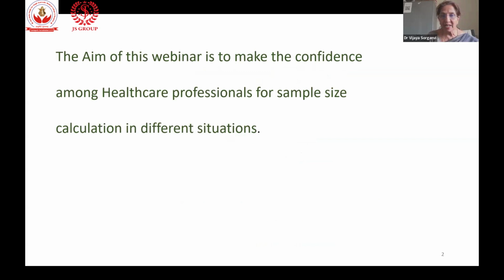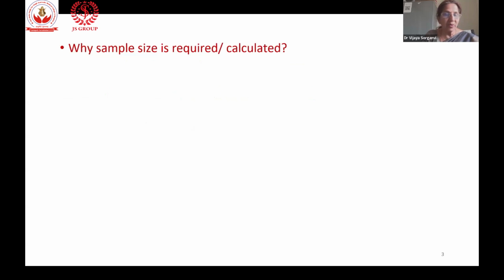So the aim of this webinar is to make healthcare professionals and others confident about sample size calculation in different situations. At the end of the webinar, I hope we can solve sample size in different situations using software or manual formulas. Because in this workshop, we have hands-on training. We solve some examples using both methods, and I give some exercises for you to solve, so you will be perfect in calculation of sample size.